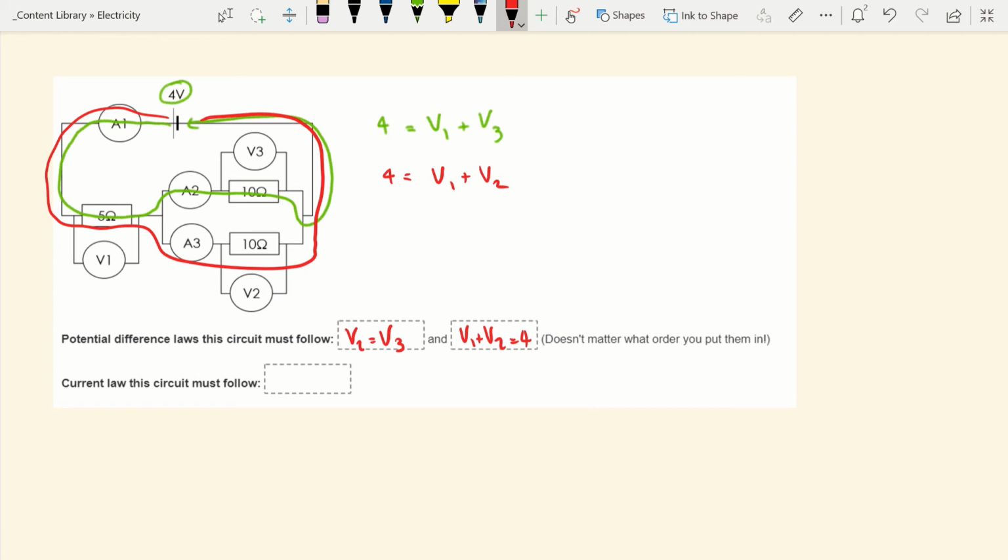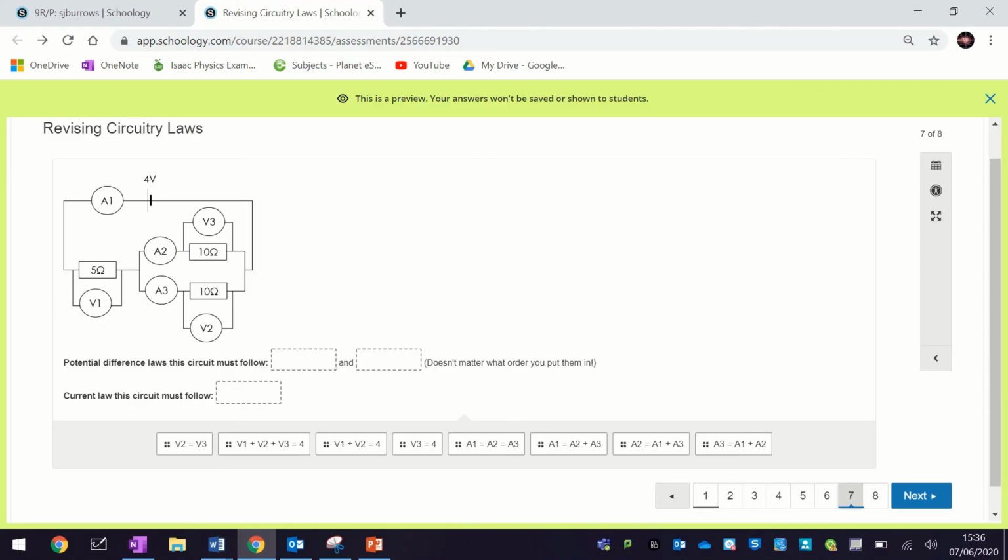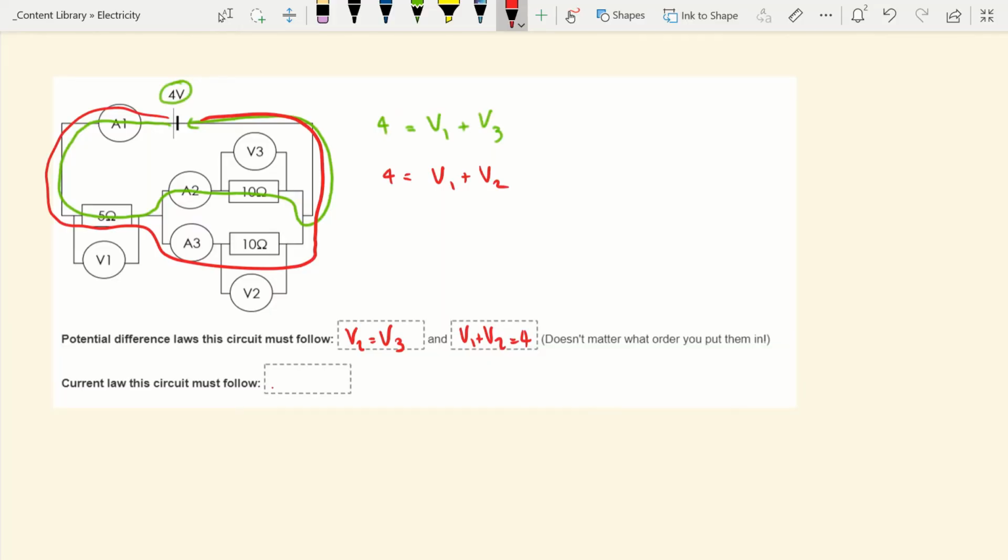Okay, current laws that the circuit must follow. So first suggestion is all the currents would be the same. That doesn't make any sense because A1 is going to split up between A2 and A3, so not an issue. It says A1 could be equal to A2 plus A3. That looks good, and I think that makes sense in our circuit. So A1 is equal to A2 plus A3. There we go, that would be the law there.